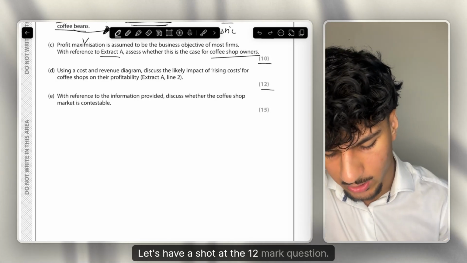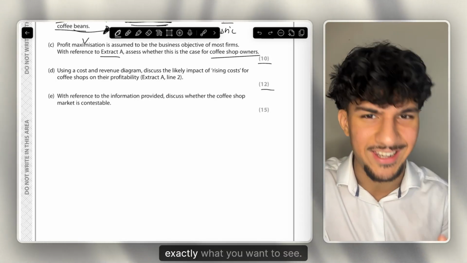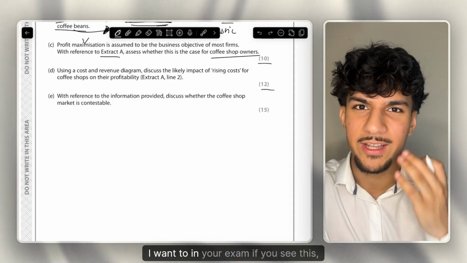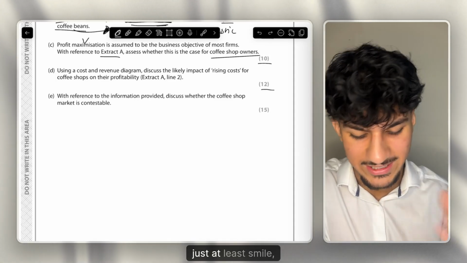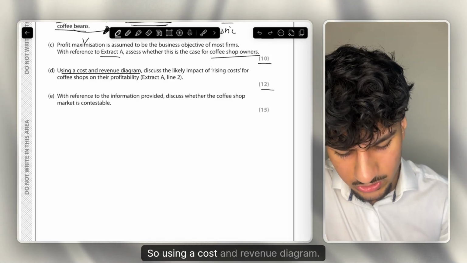Let's have a shot at the 12-mark question. And the first thing I see is the golden words, exactly what you want to see. I want you, in your exam, if you see this, to at least smile, just be happy. Use a cost and revenue diagram. So, using a cost and revenue diagram.